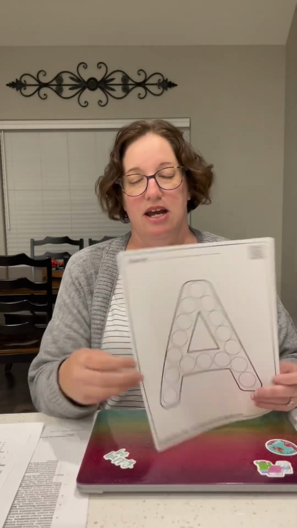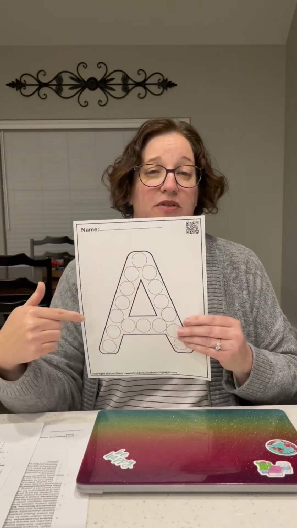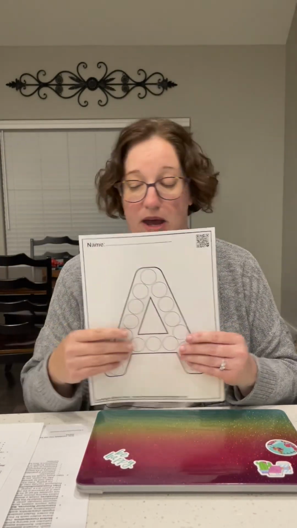We also have this, if we want to extend the activity and she's not able to trace it yet, then we can go straight with this with a paint dauber, or she can use her finger to paint with it too to get some of the sensory as well.